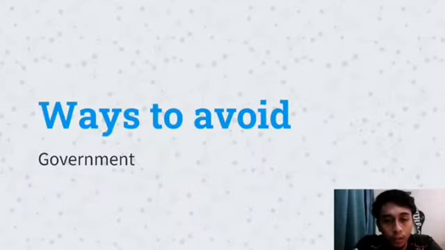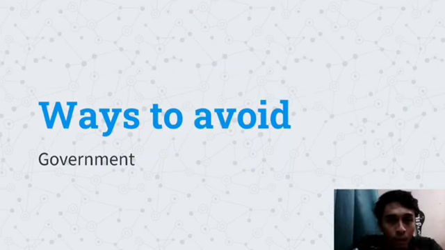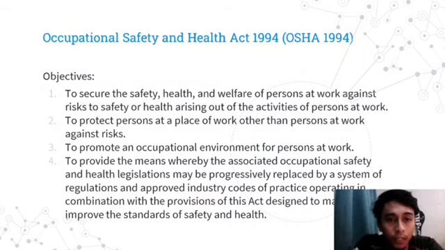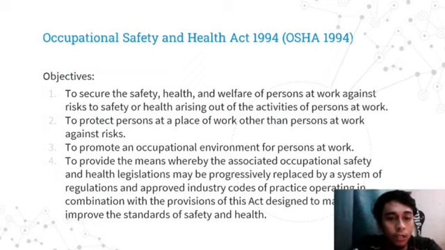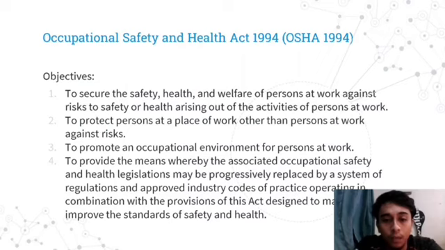Okay, finally I will continue to present ways to avoid it for government. First things first, I will introduce the Occupational Safety and Health Act 1994. OSHA is the legislative structure governed by the Constitution in Malaysia. The objective of OSHA, first, is to secure the safety, health, and welfare of persons at work against risks to safety or health arising out of the activities of persons at work. Second, to protect persons at the place of work. Third, to promote an occupational environment for persons at work. Lastly, to provide the means whereby the associated occupational safety and health legislation may be progressively replaced by a system of regulations and approved industry codes of practice on the standard of safety and health.